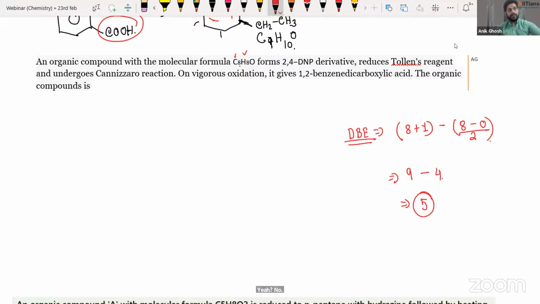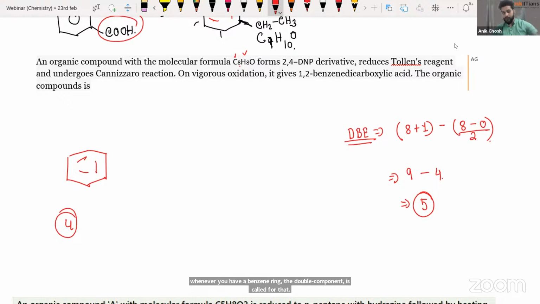That means, whenever you get a double bond equivalent of more than 4 or 5, always remember there is a benzene ring. You get these kinds of things from experience. Whenever you have a benzene ring, the double bond equivalence is 4 for that, isn't it? One ring, 3 double bonds. So you're going to take 4 out from that only. It's the kind of sense that you generate when you solve more and more questions, actually, guys.